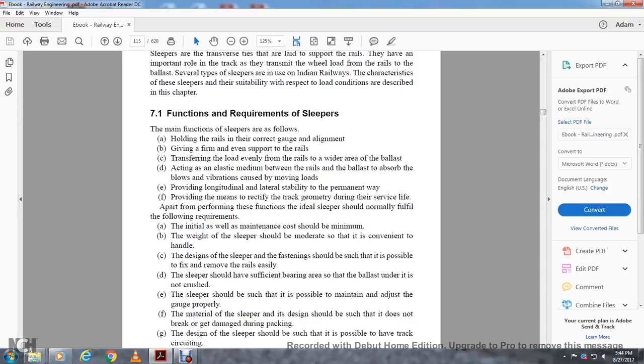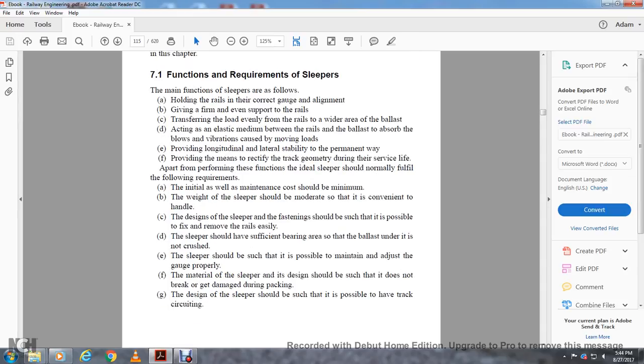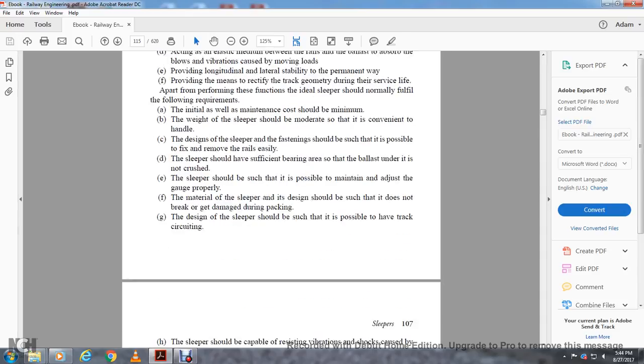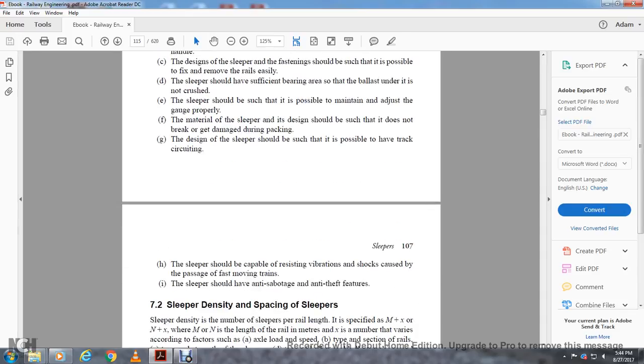The design should be such that the sleeper does not break or get damaged during packing. The design of the sleeper should be such that it is possible to have track circuiting. The sleeper should be capable of resisting vibration and shocks caused by the passage of the fastening and the moving train. The sleeper should have anti-sabotage and anti-theft features.